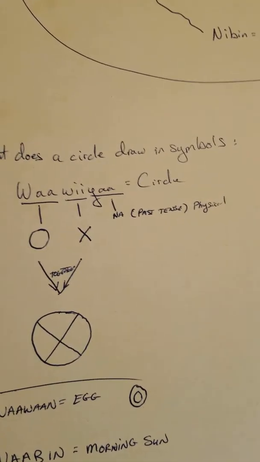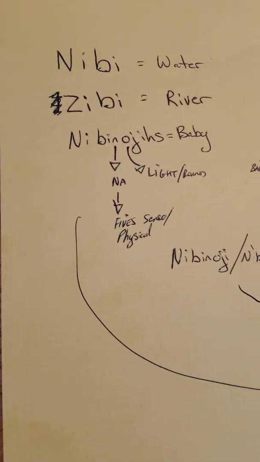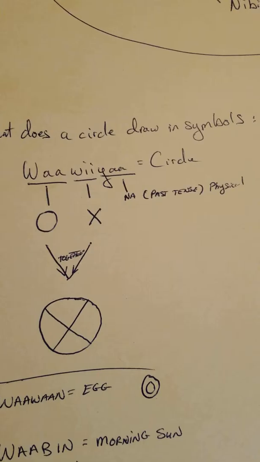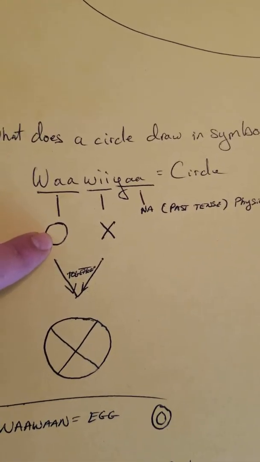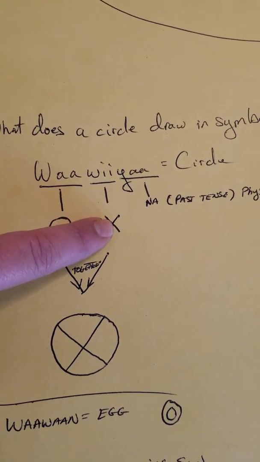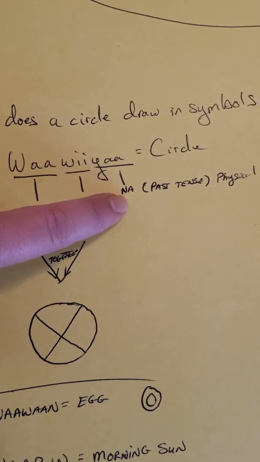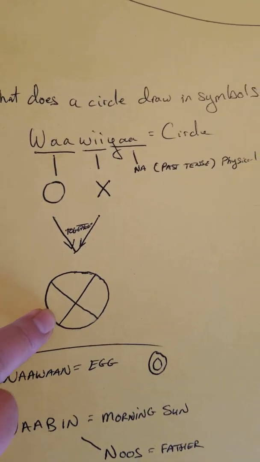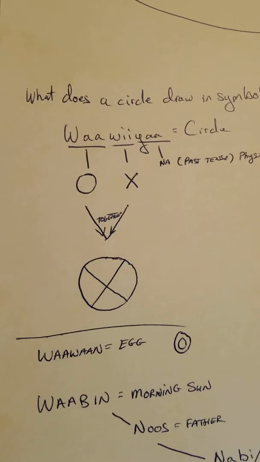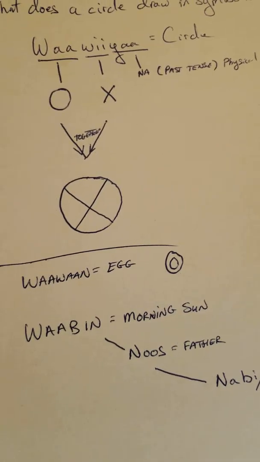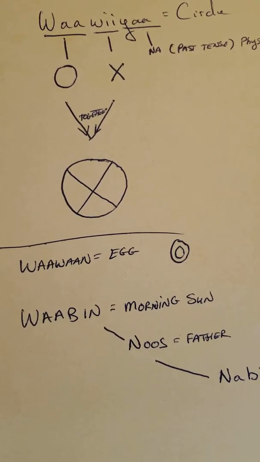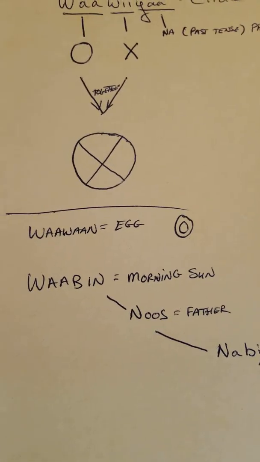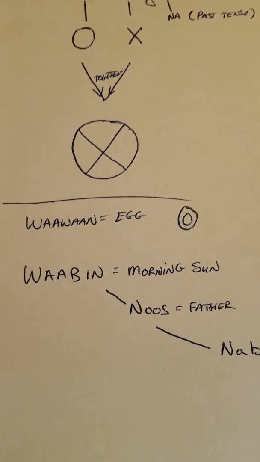What does a circle draw in symbols? Just like the word binoji and all that, to understand the truth of it. So you say wawiye is a circle. Here's the circle. There's the we, like he or she or they. Na, physical past tense. Instead of ya, na, it's ya. Coming together, it looks like this symbol. So this is wawiye. In reference to that, wawiye is egg. Wawan is an egg. Waabin is morning sun, like Wabanung, which, Anung is the star, so the morning star.